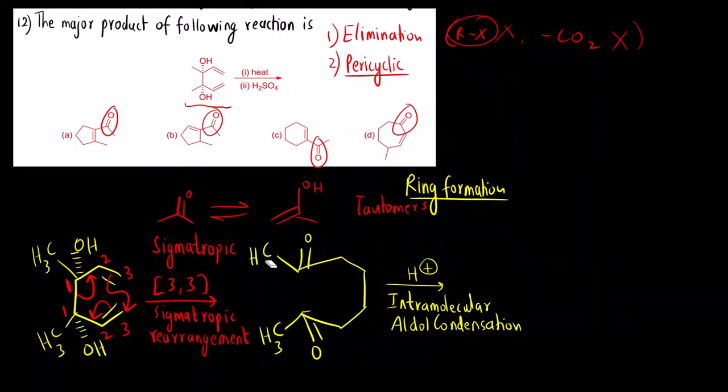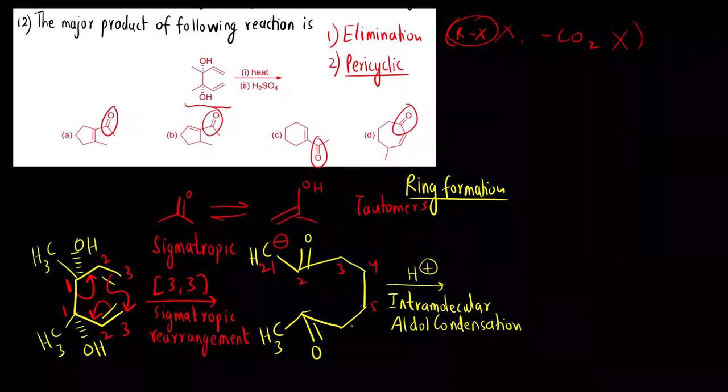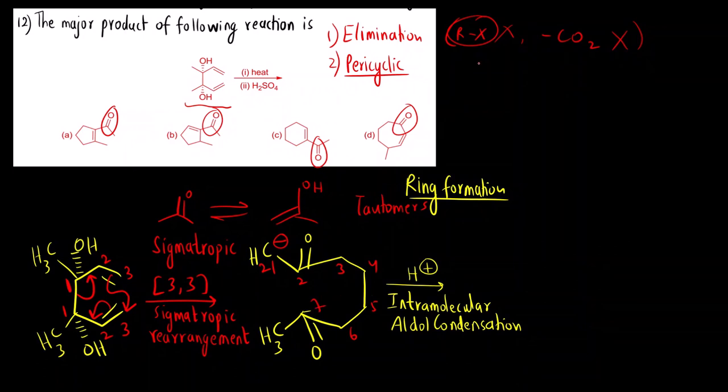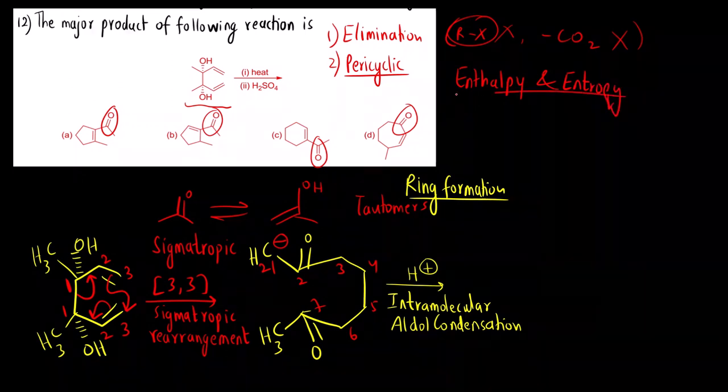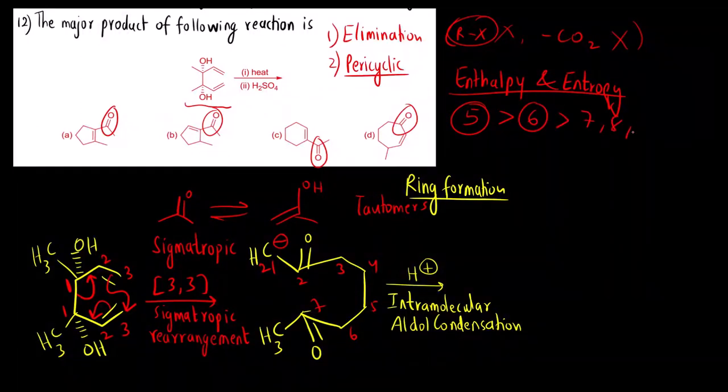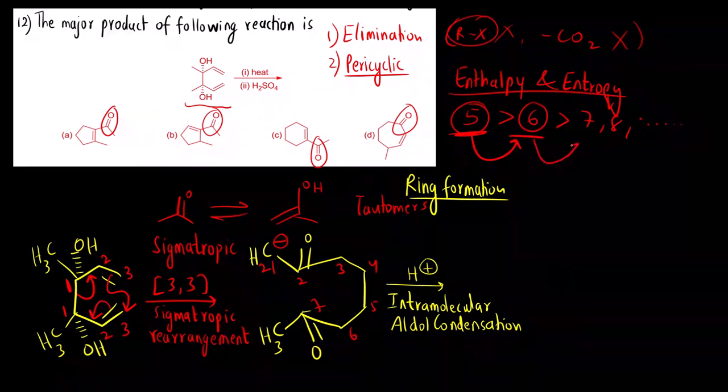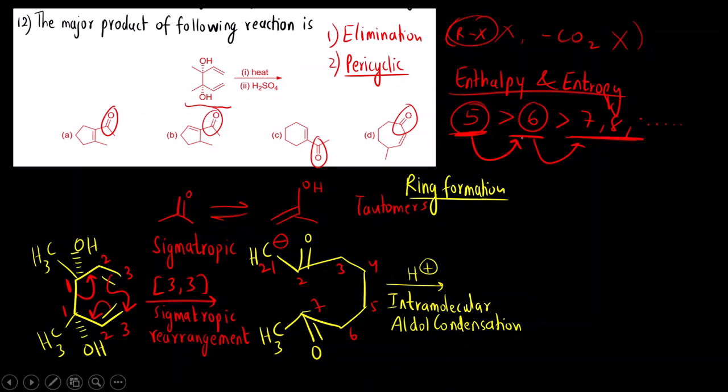Suppose I remove this. This is acidic proton. I make this negative. 1, 2, 3, 4, 5, 6 and 7. Okay, this is one possibility. You have to remember, considering the enthalpic and entropic factors, experimentally it is found that 5-membered ring is most stable, then 6-membered ring, then higher membered rings, 7, 8 and so on. So first you check if 5-membered ring formation is possible or not. If not, then go for 6-membered ring. If 6-membered is also not possible, at last, the last option should be higher membered rings like 7 or 8-membered ring. Okay, so this is the 7-membered ring, and what is the other possibility?